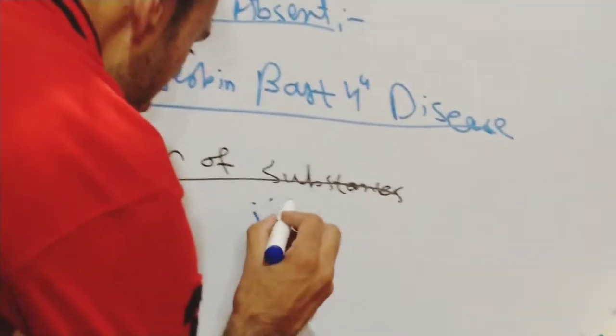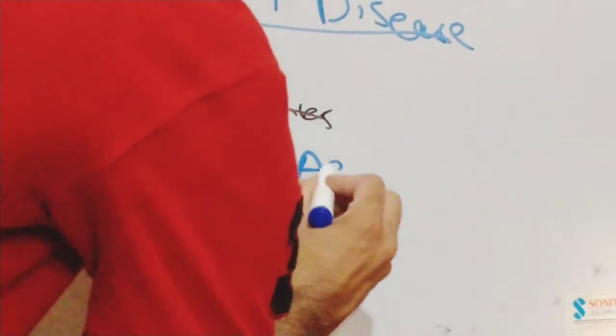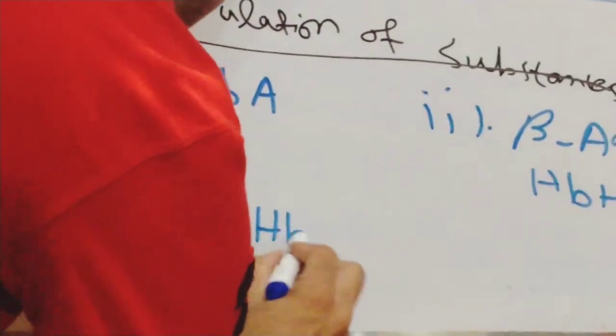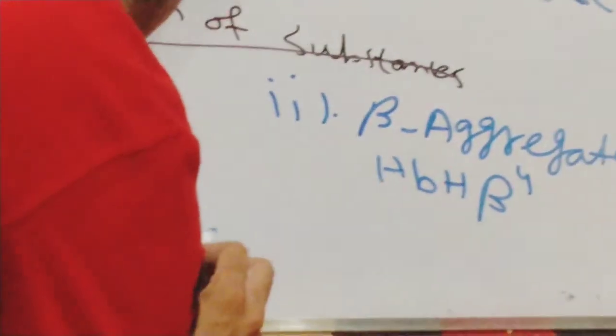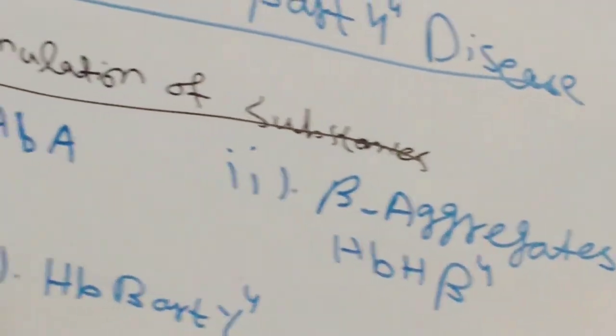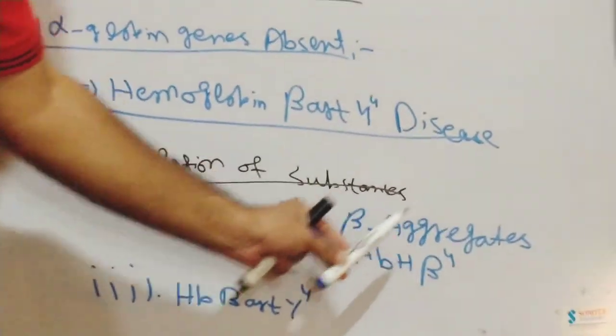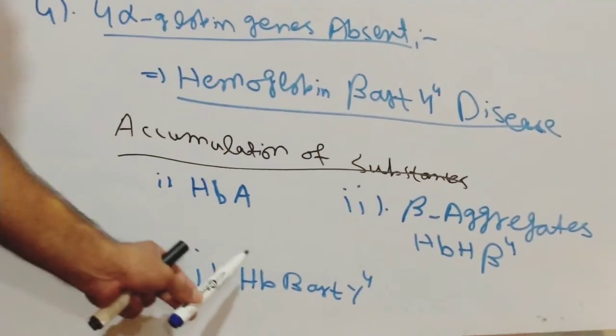Number 1, HbA; number 2, beta aggregates, which means hemoglobin H beta 4; number 3, hemoglobin Bart gamma 4. So these three substances get accumulated during the alpha thalassemia: HbA, beta aggregates of the hemoglobin H beta 4, and hemoglobin Bart gamma 4.